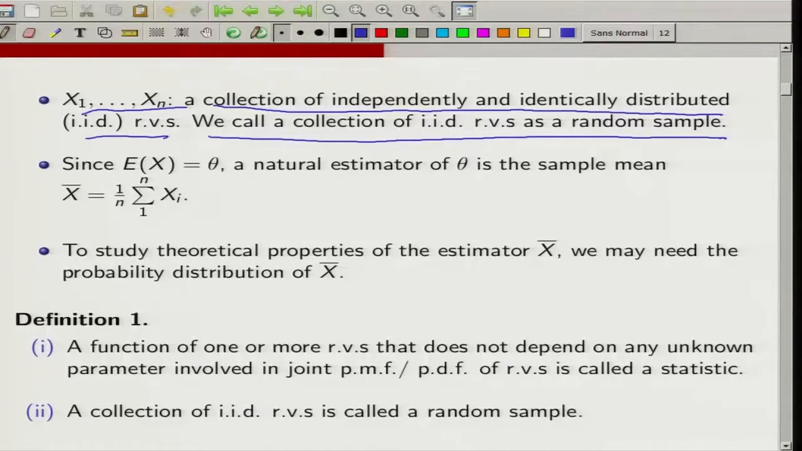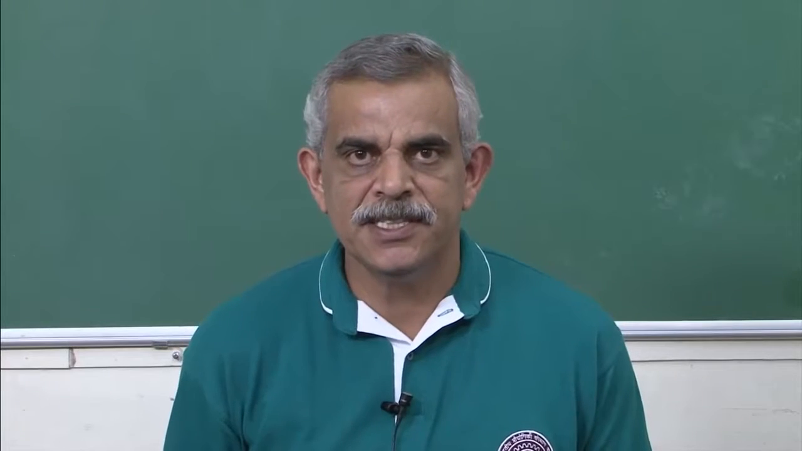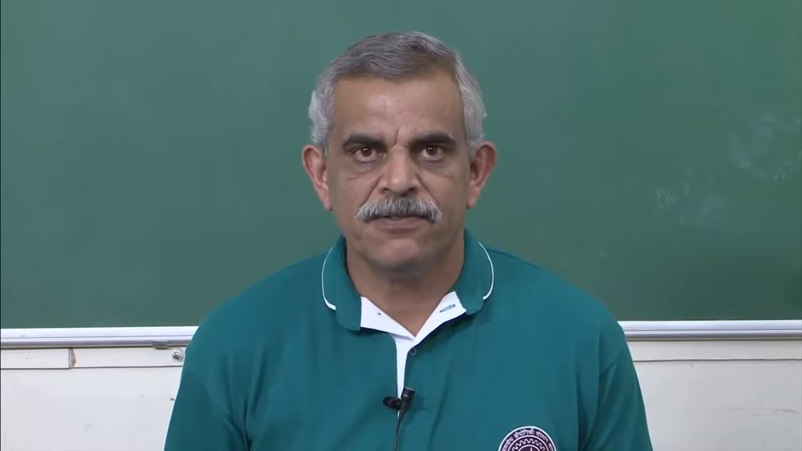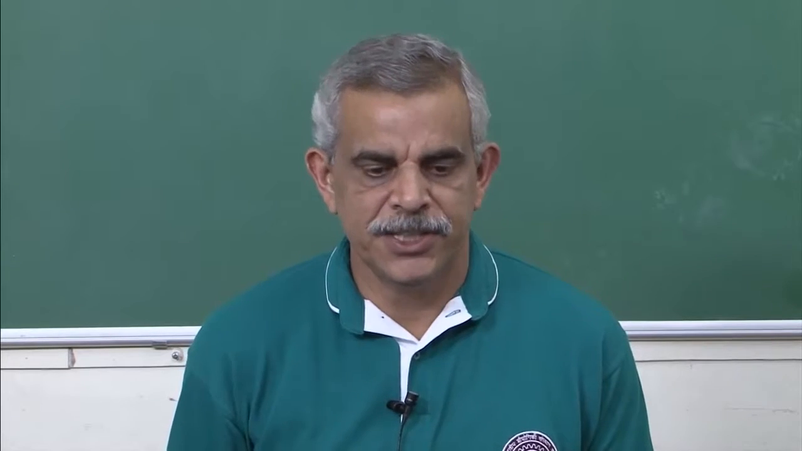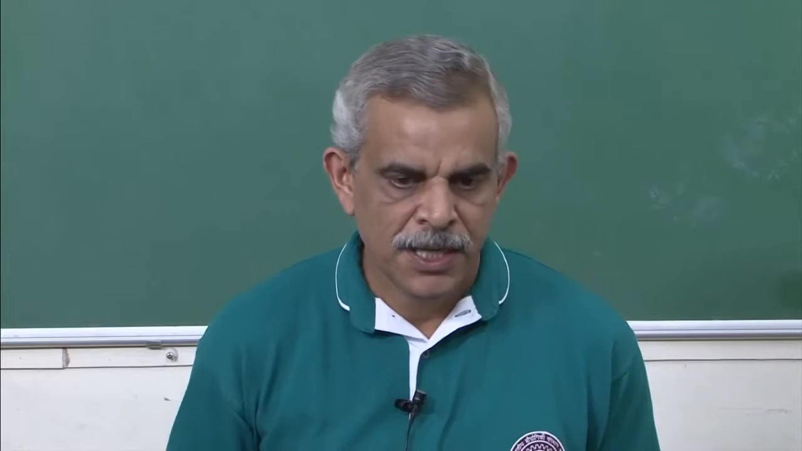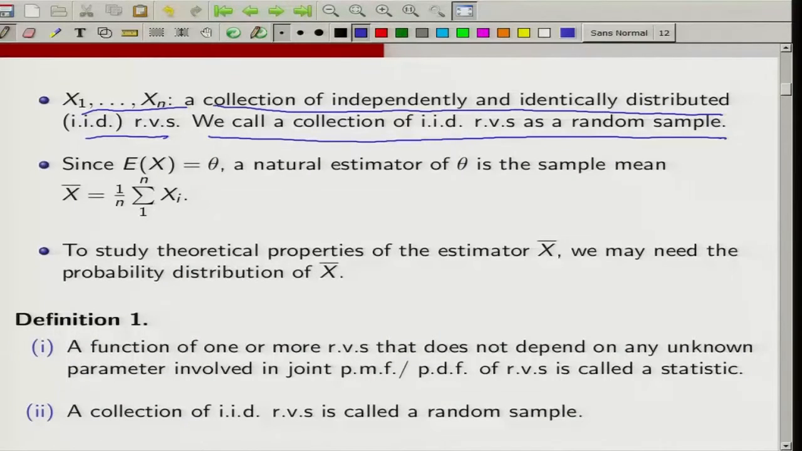So whenever we say that we have a random sample, it means we have a collection of independent and identically distributed random variables. Now in this example, it can be easily seen that the expected value of X is theta. So basically the expected value of each Xi is theta. A natural estimator of theta would be the sample mean. So I try to estimate theta by the sample mean, which is (1/n) summation i = 1 to n Xi.